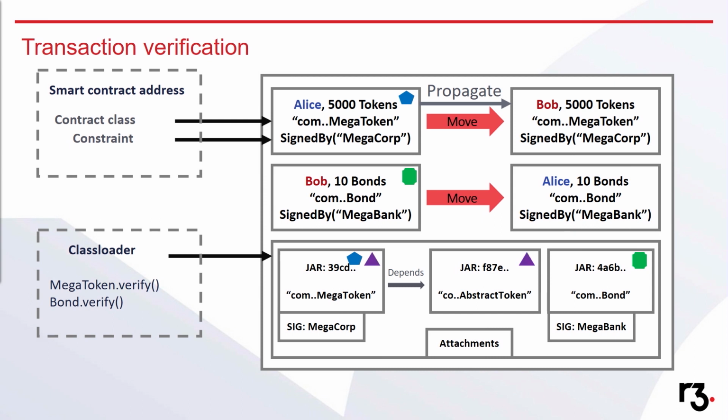And now megatoken can verify that abstract token is its dependency inside the verify method. So now we can run the megatoken verify functionality. We run the bond verify, and the transaction is valid.